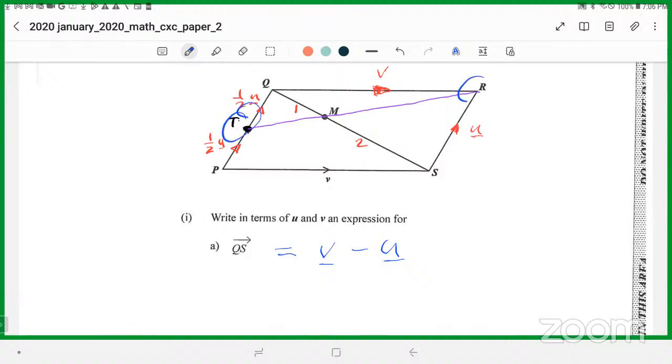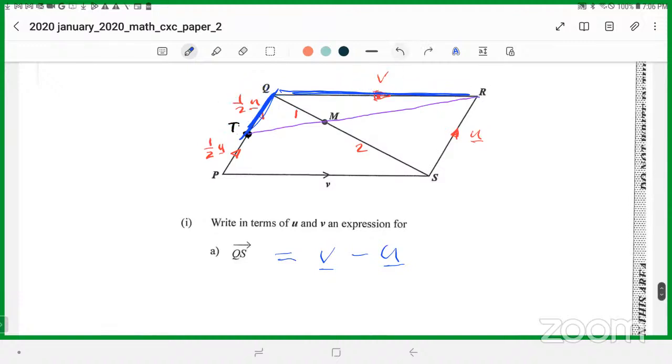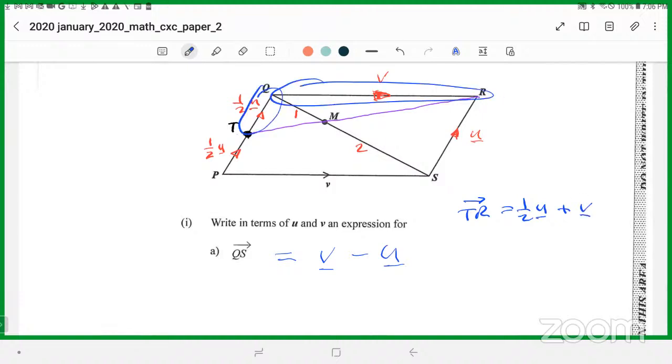To go from T to R, we go from T to Q first using the half U, and then go across here to V. That's it. So it's half U plus V. Right? That's what we want to use. The TR, just half U plus V. Based on the diagram, half U plus V takes it from T to R. So this is what we're using. Let's copy it.